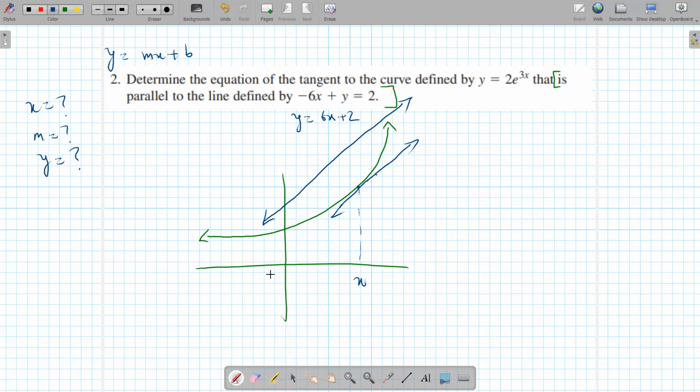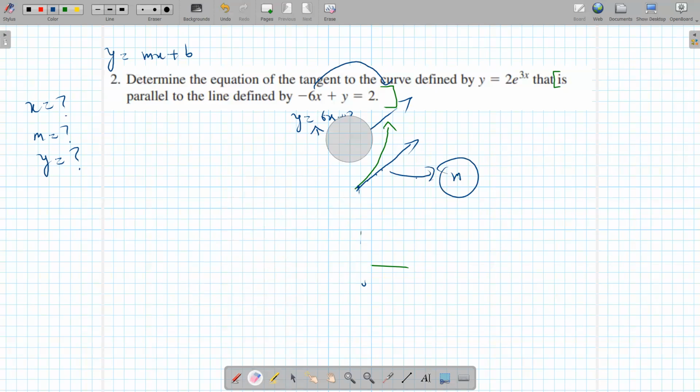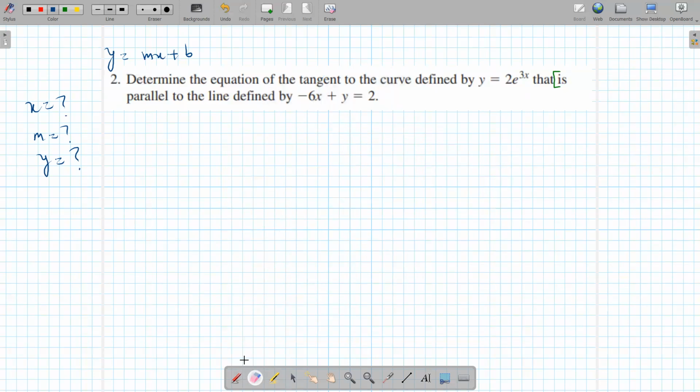How are parallel lines related? They have the same slope, okay? Whatever the equation of our tangent line is, its slope is going to be m, right? This slope is going to be the same as the slope of our parallel line. What is the slope? Well, it's not in the right form. If you throw this to the other side, y equals 6x plus 2, it's positive 6. In y equals mx plus b form, you see that? It's not -6, it's going to be positive 6. So we know our slope is positive 6, so this is done.